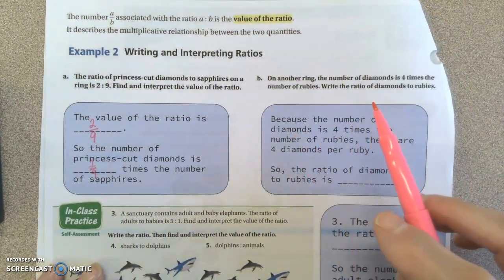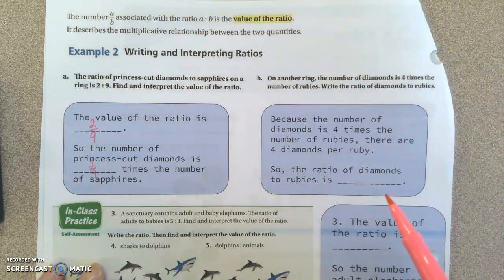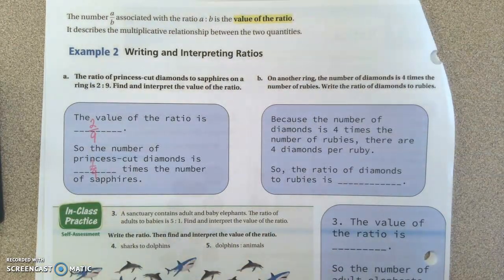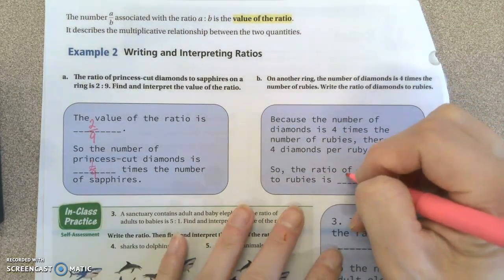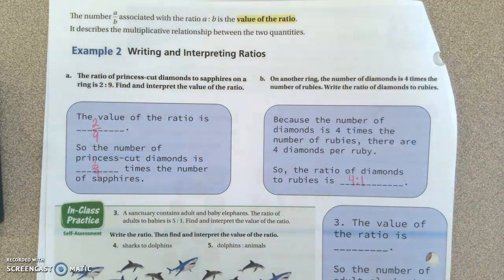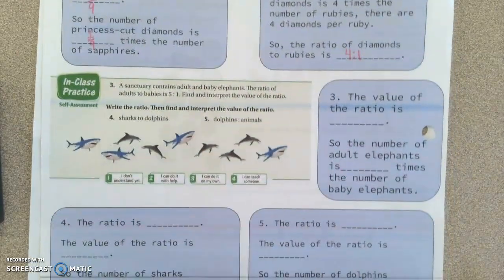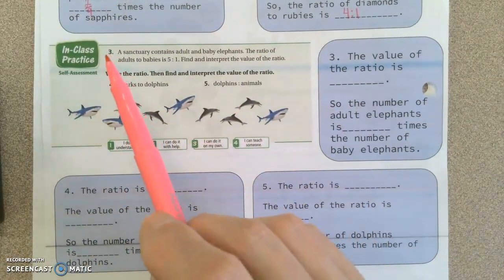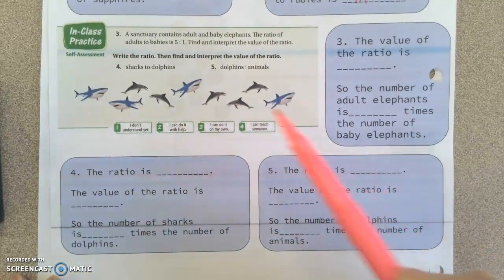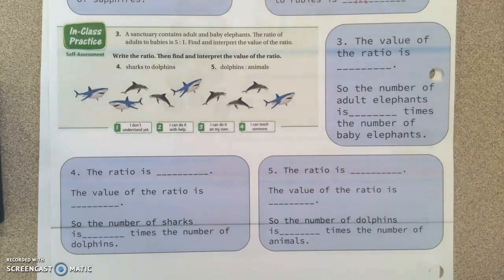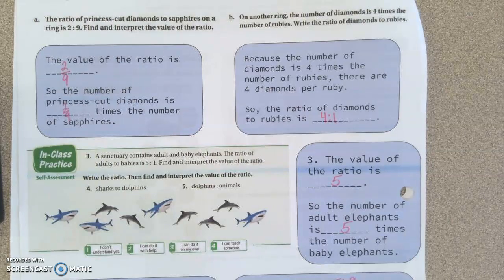On another ring, the number of diamonds is 4 times the number of rubies. Write the ratio of diamonds to rubies. So because the number of diamonds is 4 times the number of rubies, there are 4 diamonds per ruby. The ratio of diamonds to rubies is 4 to 1. Okay, you're going to pause your video and you're going to look at questions 3, 4, and 5 and fill in the statements according to the problem provided. Okay, go ahead and check your work here. Okay, and then flip this over.